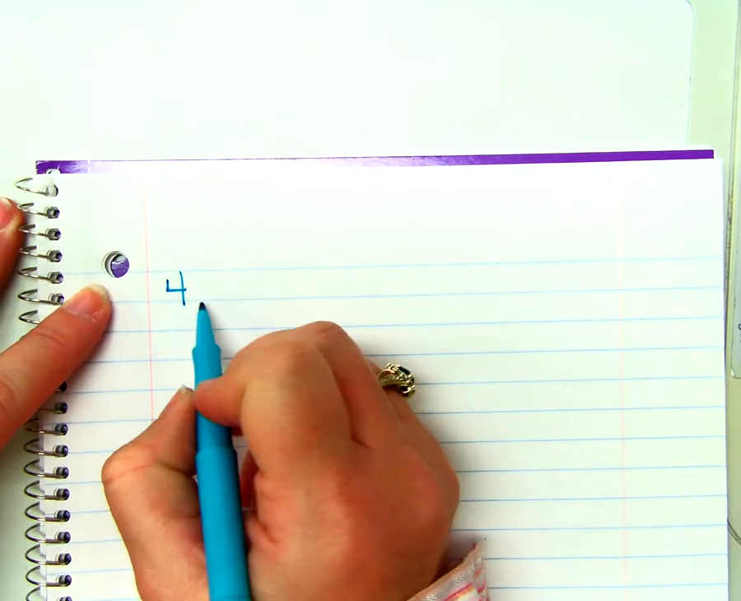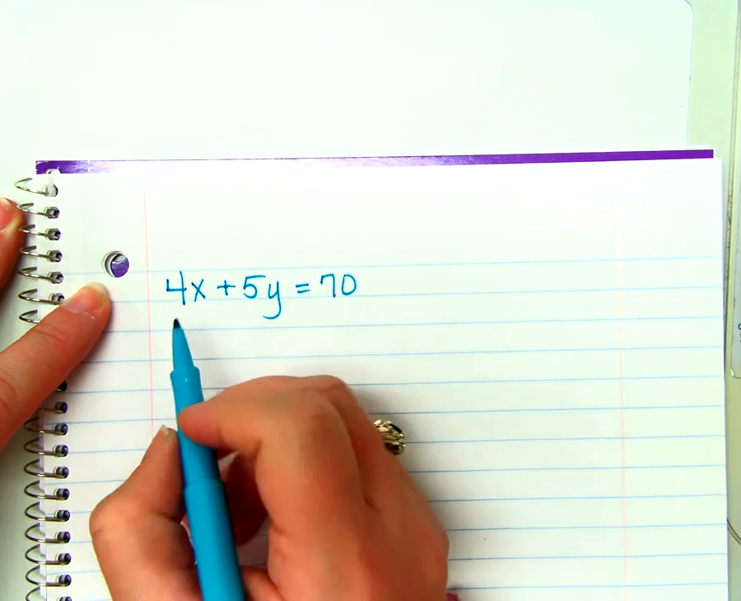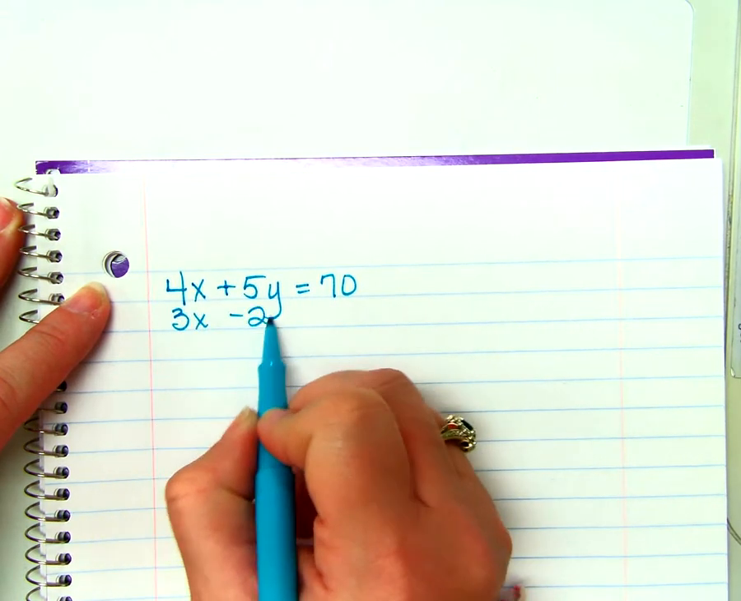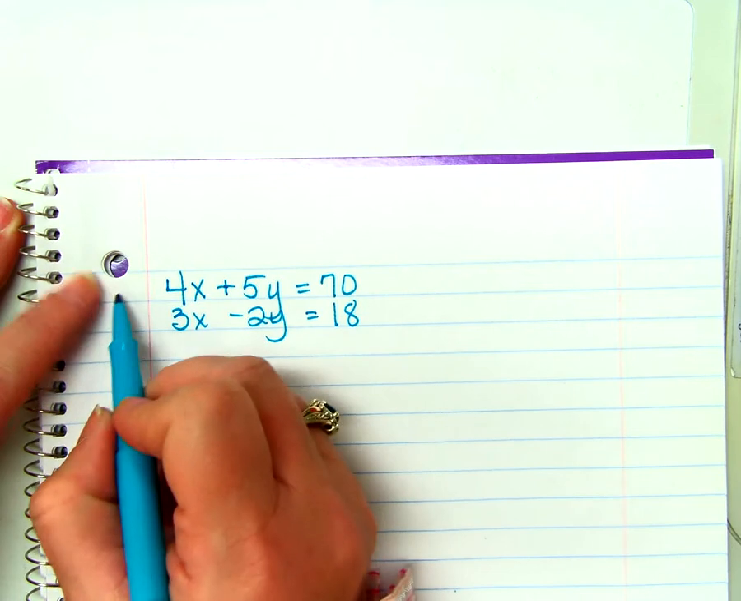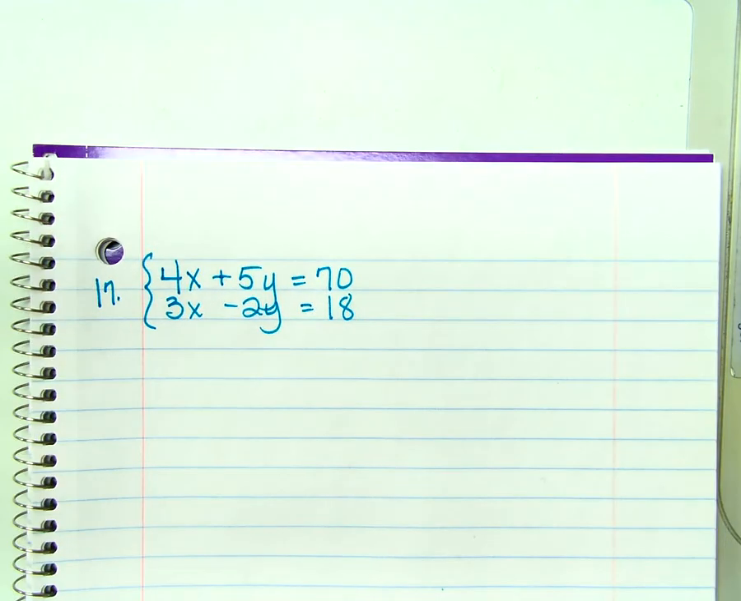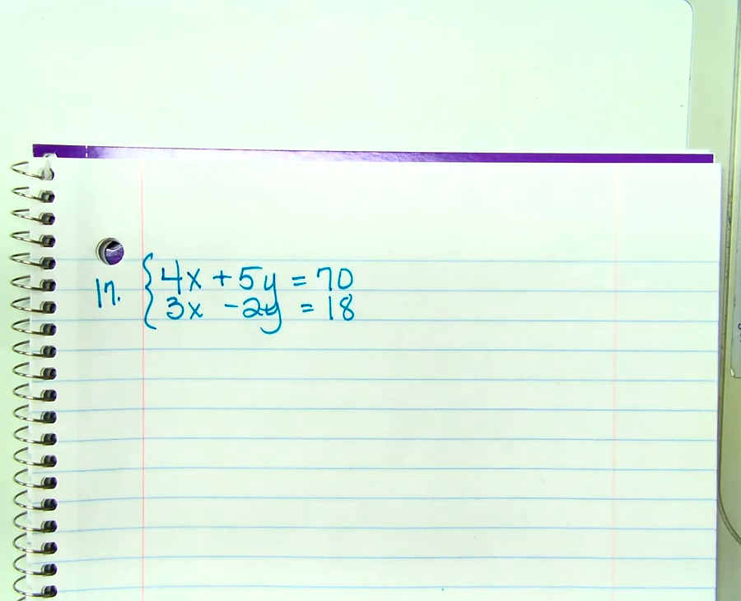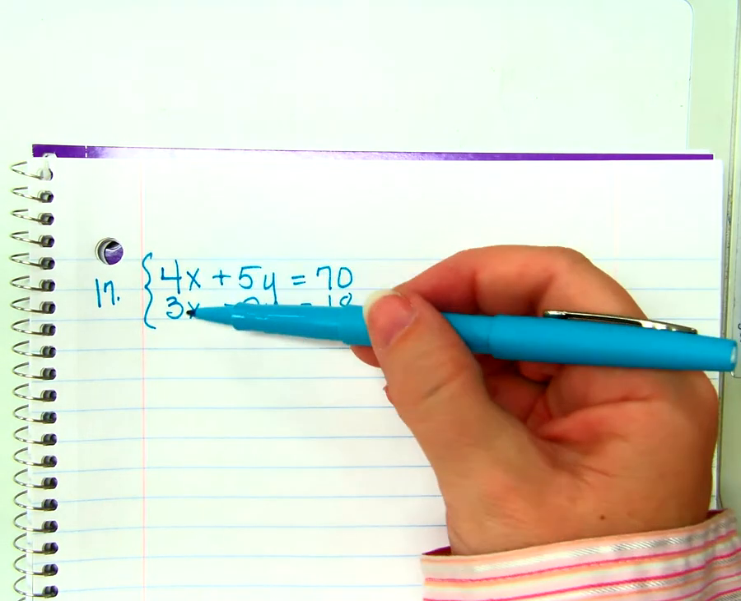But the problem comes when we have something like this: 4x plus 5y equals 70, and 3x minus 2y equals 18. This is problem number 17. First of all, I want you to notice that for 4 and 3, you could very easily find a number that they both can multiply to, pretty easily, right? That would be 12. So we could make both of our x values 12.